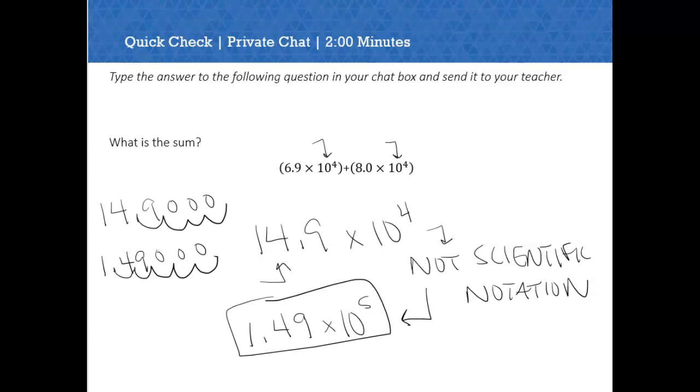This is the work you would need to show me on a test to show that you know how to do this. If you just wrote this answer, 1.49 times 10 to the fifth, you would not get credit. You would need to show me your steps. This step, and then this step.